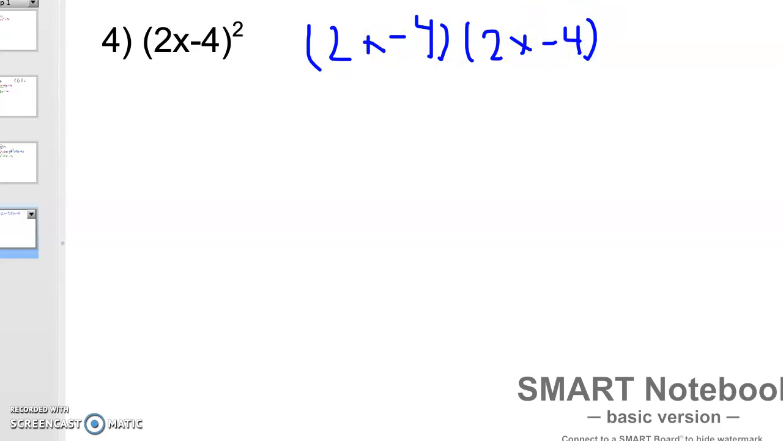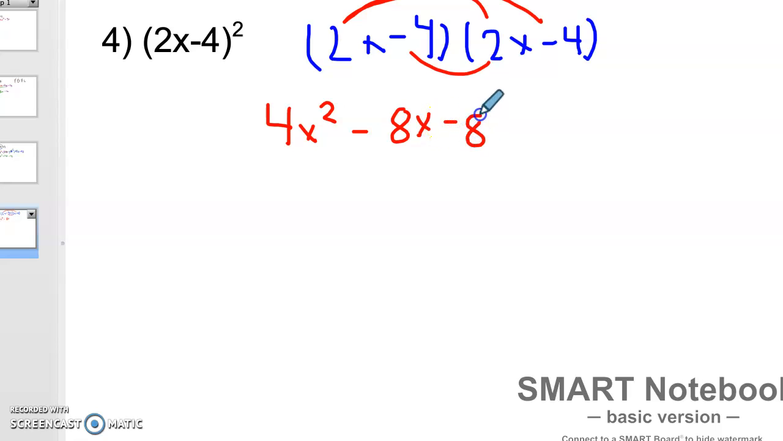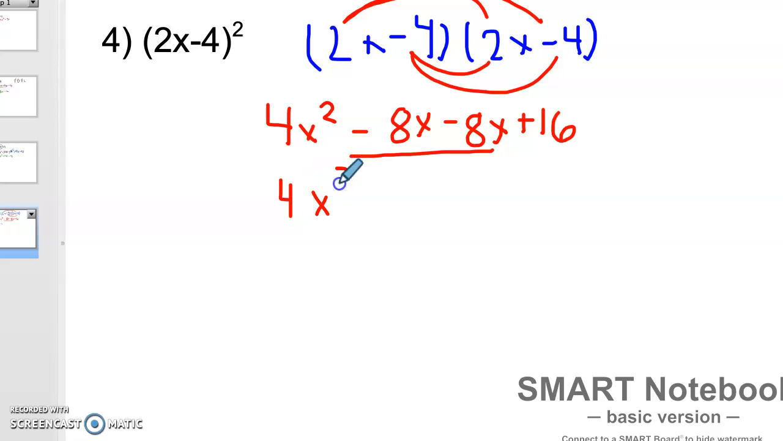So we are going to utilize FOILing, and we're going to have 2x times 2x, which is 4x squared. And then we're going to have 2x times negative 4, which is negative 8x. And then we're going to distribute negative 4 times 2x, which is another negative 8x. And negative 4 times negative 4 is positive 16. We look to see if there's any like terms, which there are, and we have 4x squared, now minus 16x plus 16.